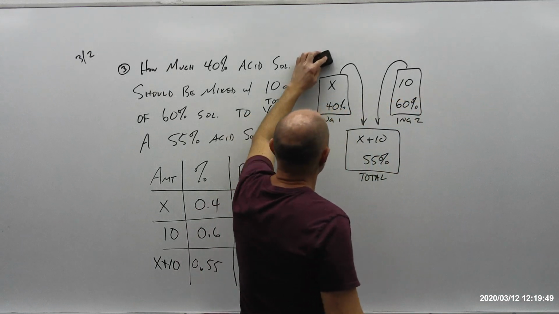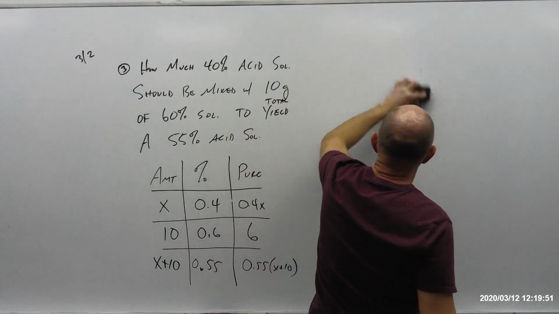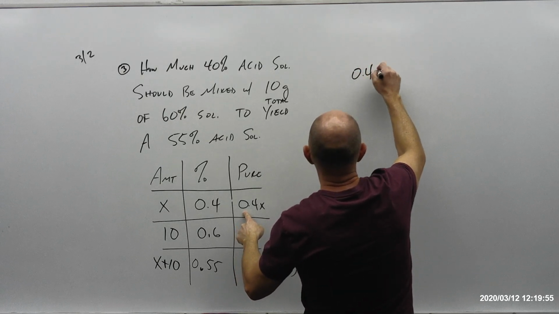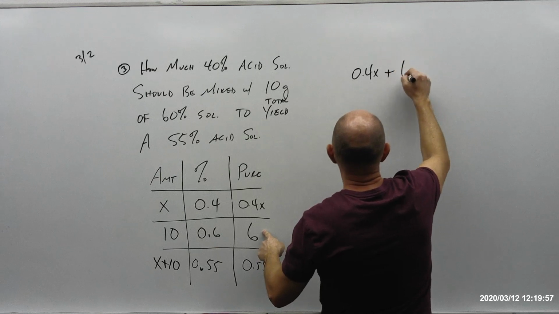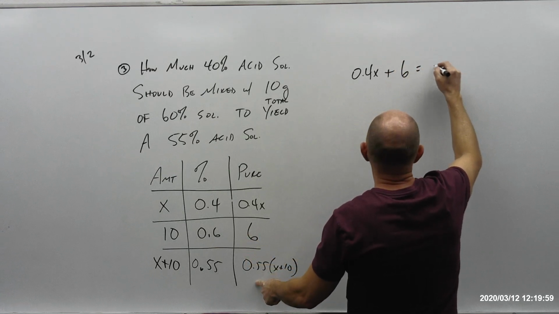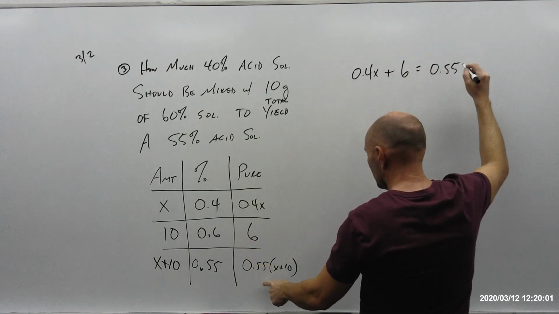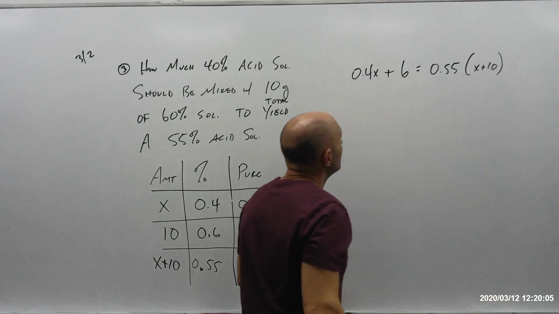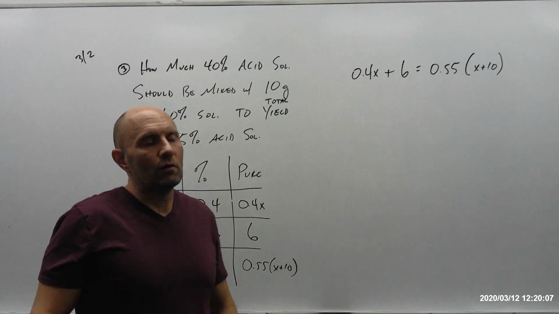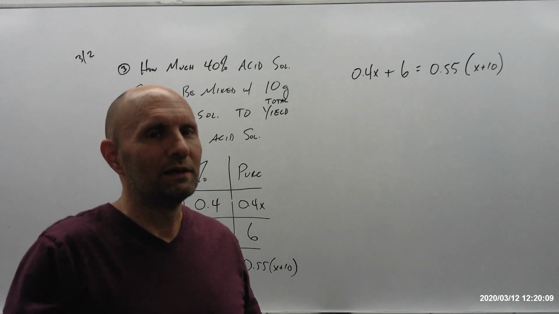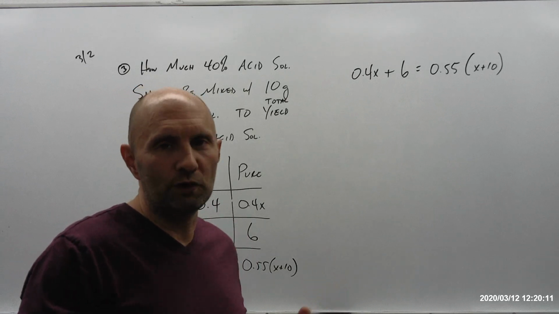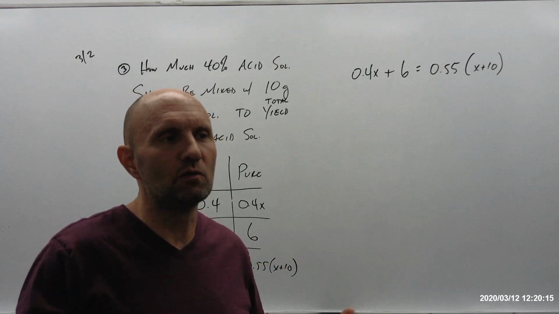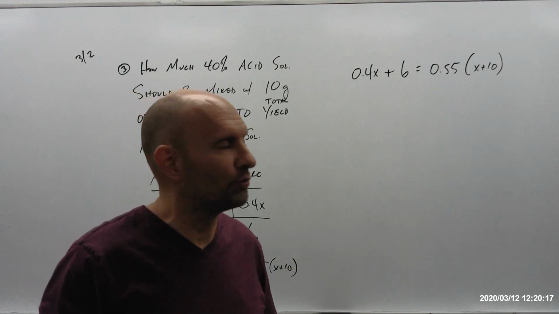So I'm going to erase my picture here. Hopefully you have it, or if you need it, you can go back. So my equation is what? 0.4x plus 6 equals 0.55 times x plus 10. So now, if you have a decimal problem, try to get rid of the decimals before you start working it. That way you're just dealing with whole numbers and you're not having to deal with decimals throughout.